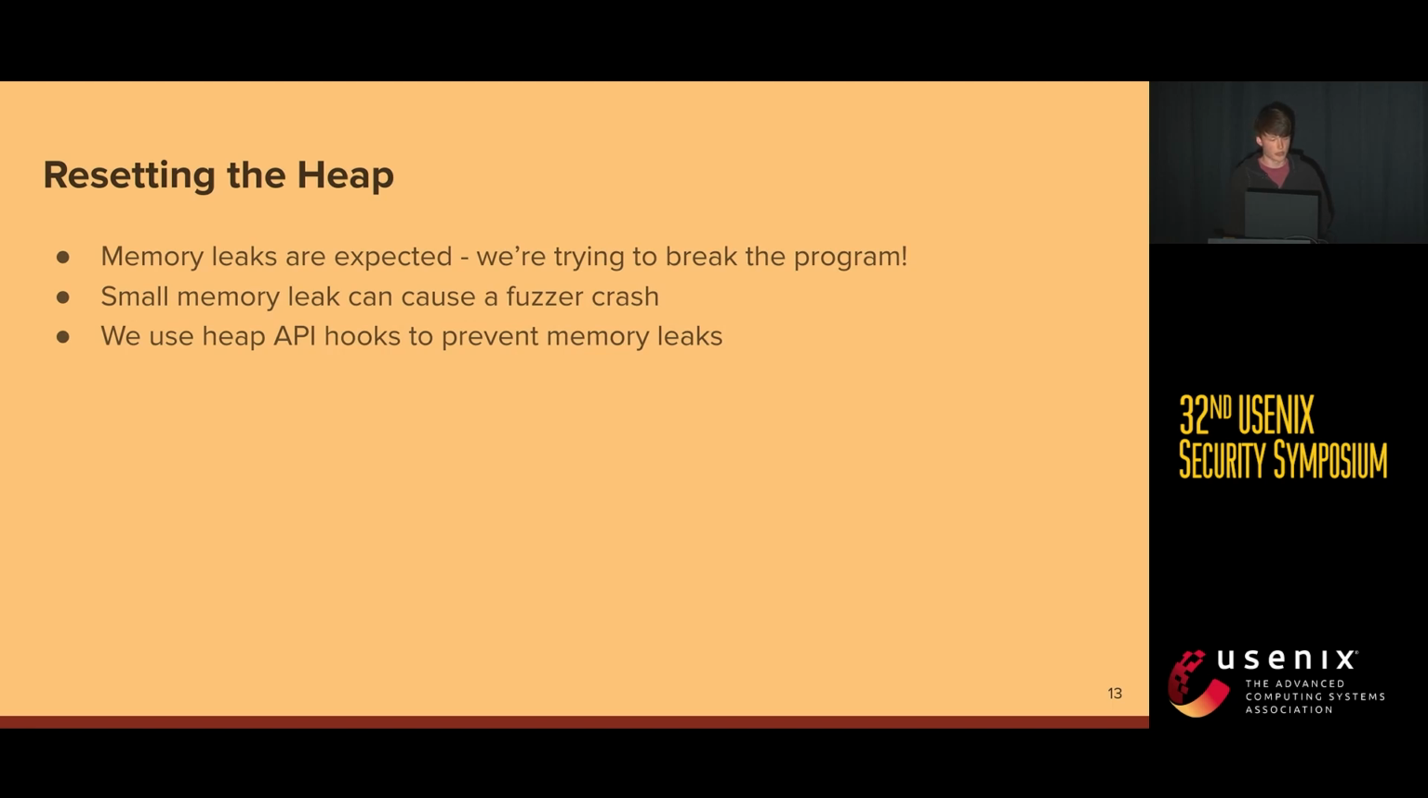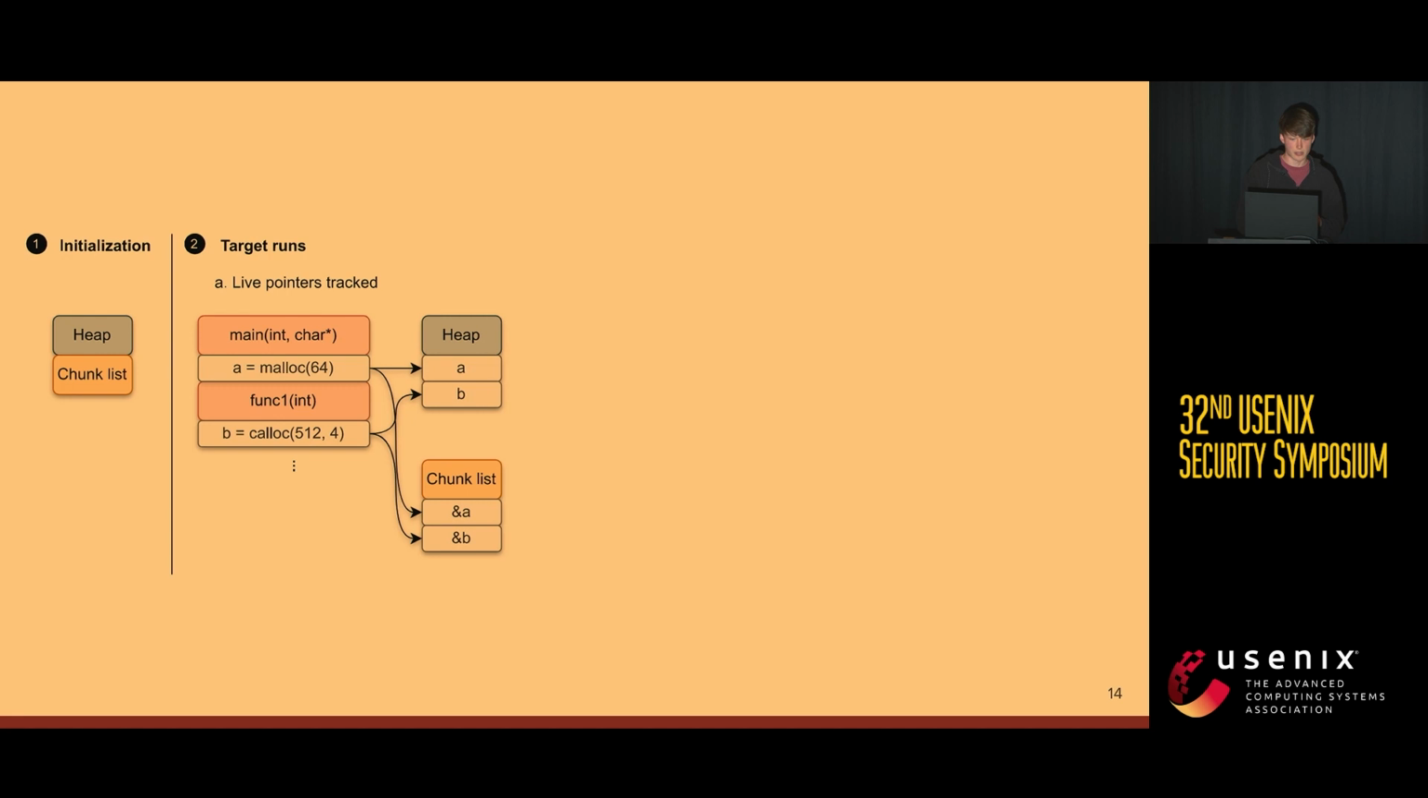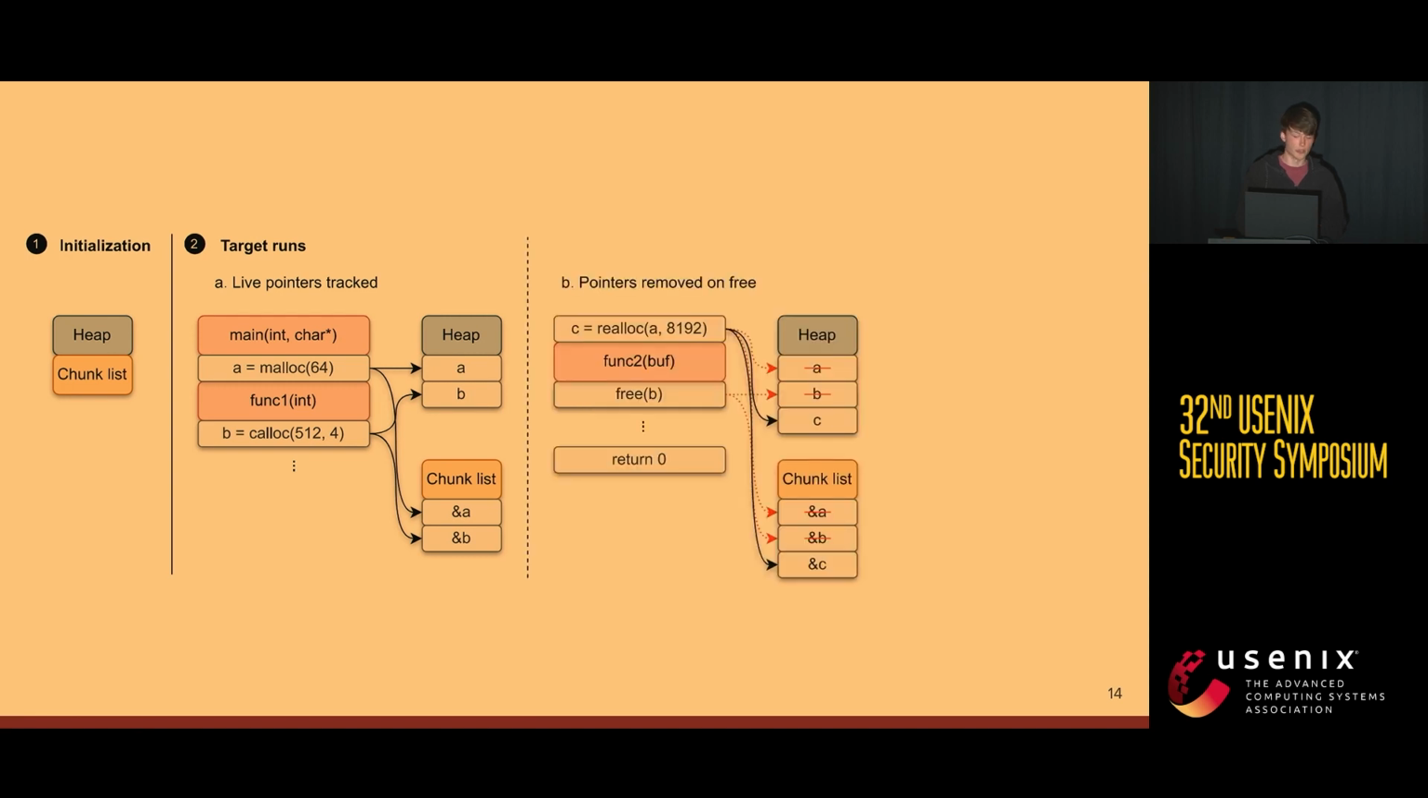So what we do is we use function hooks on all the API calls that allocate heap memory, so we can keep track of those and prevent memory leaks. So before the target runs, it hasn't allocated anything onto the heap. We have nothing in our list. It runs, and every time it allocates something, our function hooks are going to keep track of those pointers and then remove them if they get freed, such that by the time we finish running the target, everything that's in our list is a memory leak, so we can just get rid of it safely.